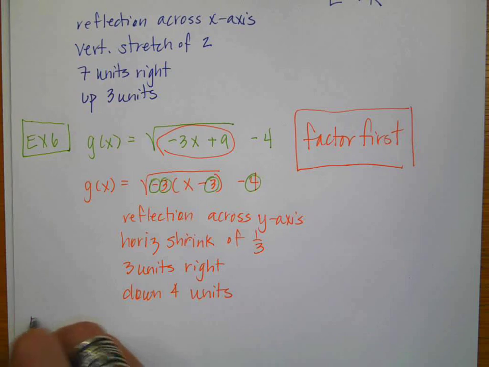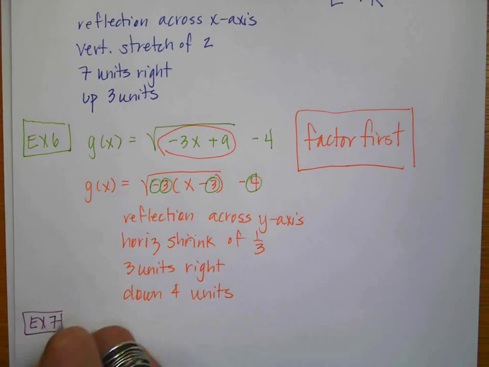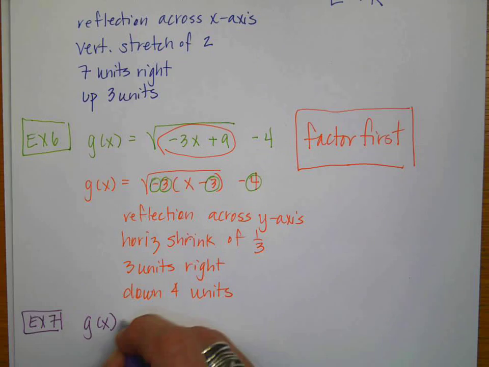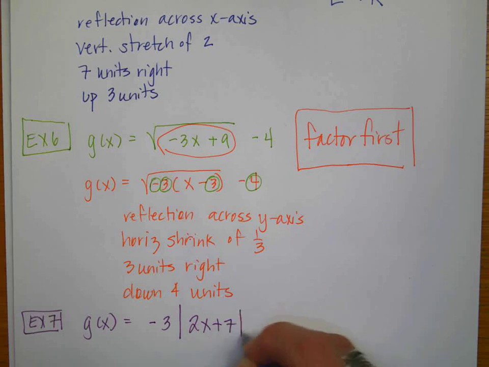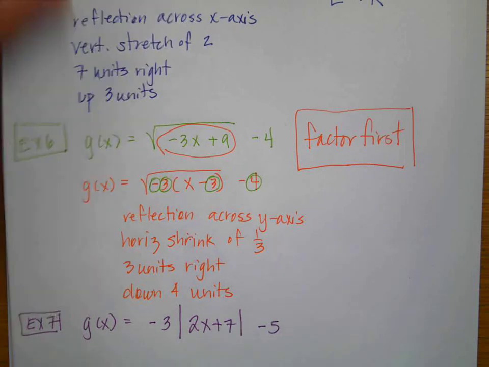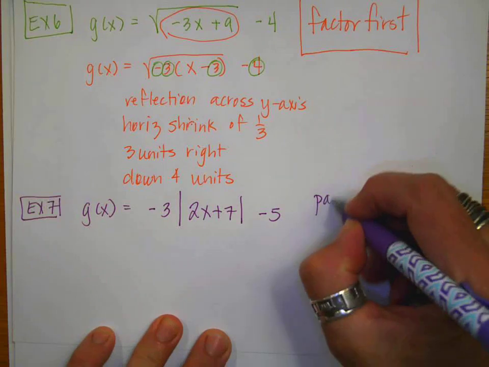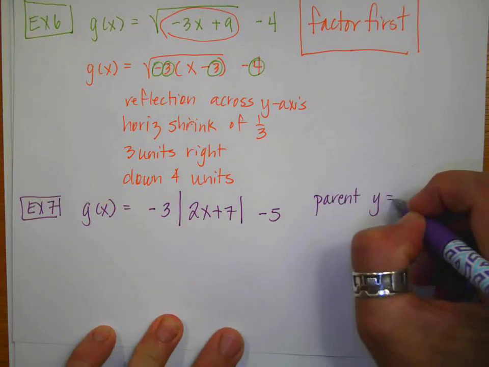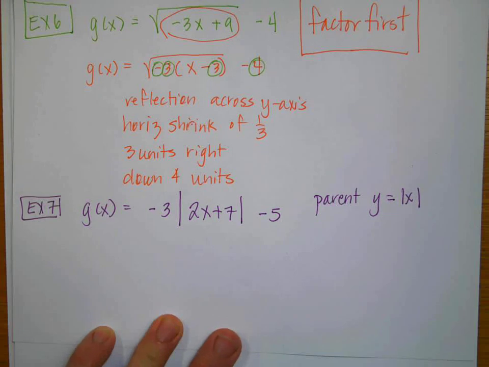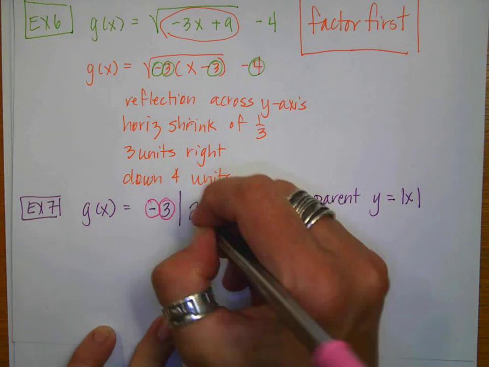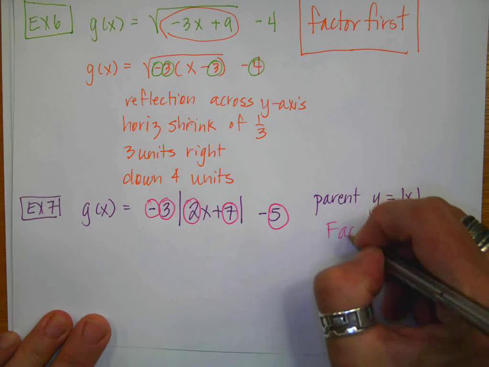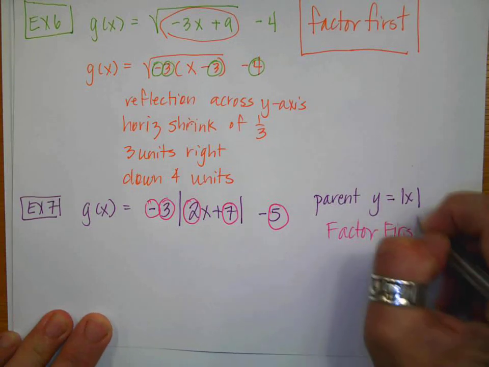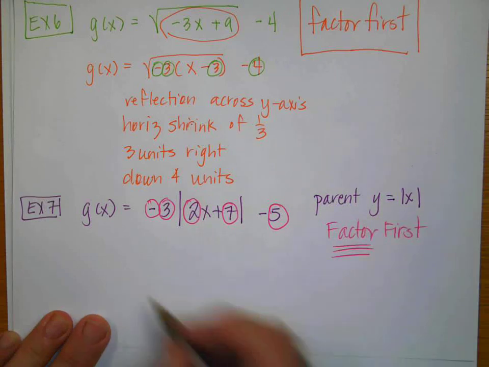All right, now I have one more example for us and then we're done. Last little example. So I'm going to have g of x is equal to negative 3 times the absolute value of 2x plus 7, minus 5. Woohoo! Look at all that fun stuff going on. All right, your parent is going to be y is equal to the absolute value of x. So in this particular function, I need another color. I have 1, 2, 3, 4, 5 things going on, but remember, before I can do anything, I have to factor first.